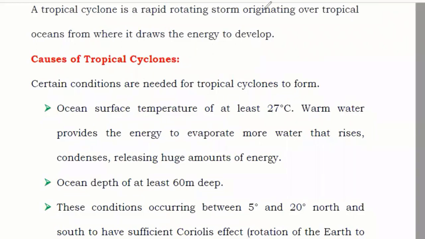So what is the first condition for a cyclone to form? The surface temperature of the ocean should be 27 degrees. Number two, the ocean depth should be at least 60 meters. Where the cyclone will form, the depth of the ocean should be at least 60 meters. If the depth is less than this, the tropical cyclone will not form.